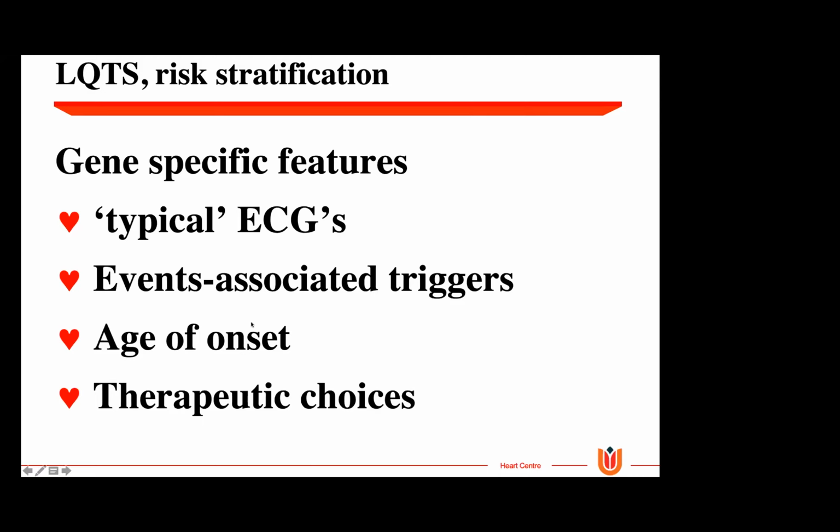There are definitely event-associated triggers, and that is important for lifestyle measurements that I will discuss later. The age of onset is also different. In one of the slides that Dr. Zariba showed, it was clear that patients with LQT type 1, children with LQT type 1, are earliest in terms of age of onset. And LQT type 3 might actually be a little bit later. And all that leads to different therapeutic choices that will be discussed later in this seminar.